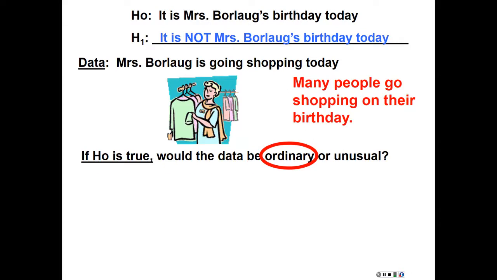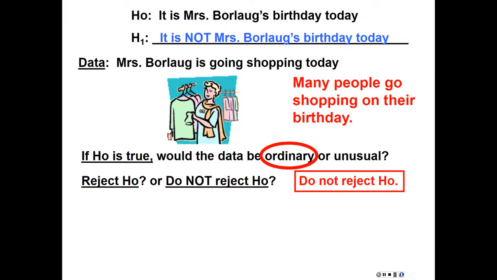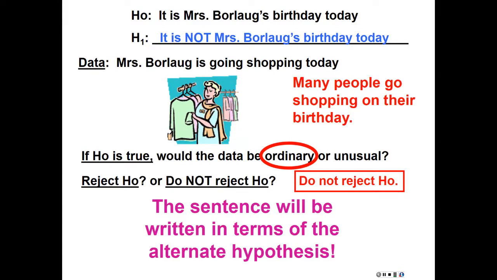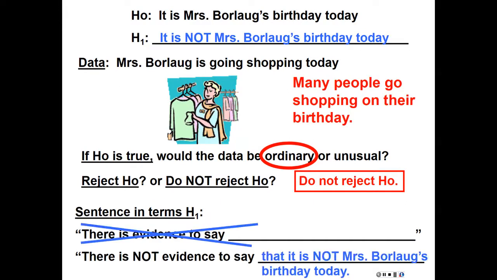And in that case, we reject or don't reject? Do not reject H0, because the evidence says, well, it might be her birthday today, she's gone shopping. So that means we say that there's not evidence to say it's not her birthday. We have no evidence that it's not her birthday. Doesn't mean it is her birthday. We just don't have evidence to say that it's not her birthday. Okay?